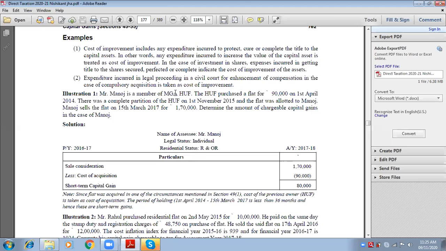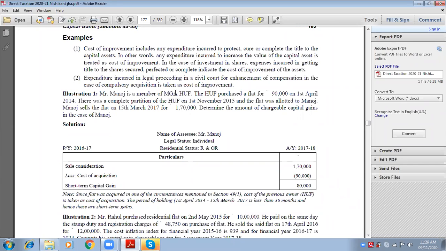It is just to make you confused. You need to check if CII is given. It does not mean that it is for long term. Please try to understand. If CII is given, it does not mean it is for long term. You need to check the period of holding. And if it is for short term, even if the CII is given, you have to ignore it, because they are confusing you.